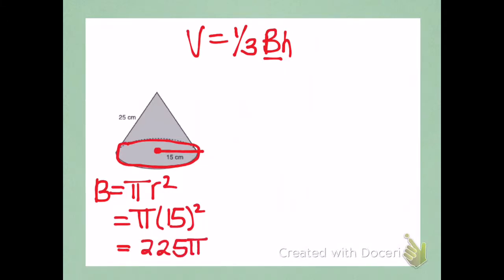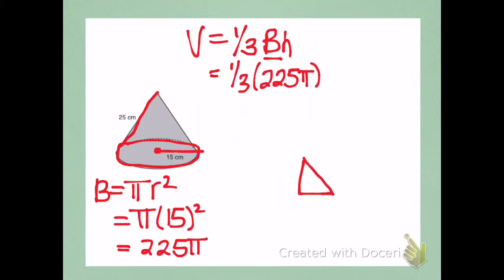So I'm going to substitute that back into my formula. So I know 1/3 times the area of the base, which we found was 225 pi, times the height. Now the problem here is 25 is not my height, it's slanted. So I need to find my height. So to find my height, it helps if I draw a right triangle. And the values on my right triangle, 25 is on the slanted side, so that would be my hypotenuse. 15 is my base, and my height is my vertical measurement, which is x.